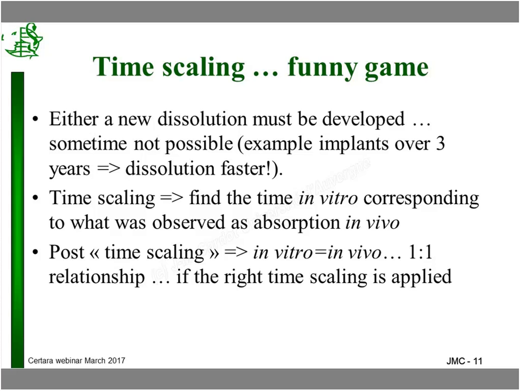We are going to try to find which is the time in vitro corresponding to what we observe in vivo. We are going to see that in the next curves and slides, to try to make a link between the in vitro and in vivo. When you have the right time scaling for all the formulations, at the end the in vitro must be almost equal to the in vivo. That means you must have something which is very close to a one-to-one relationship. If you have something like this, that does mean that the right time scaling was applied.